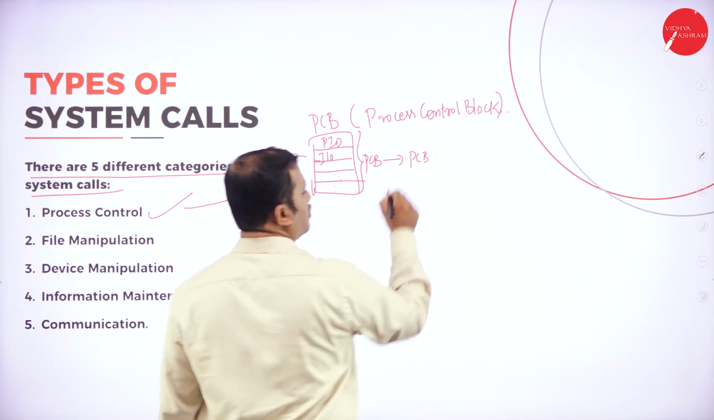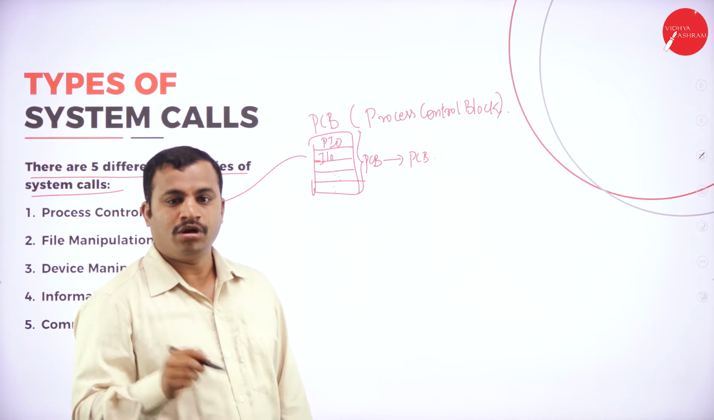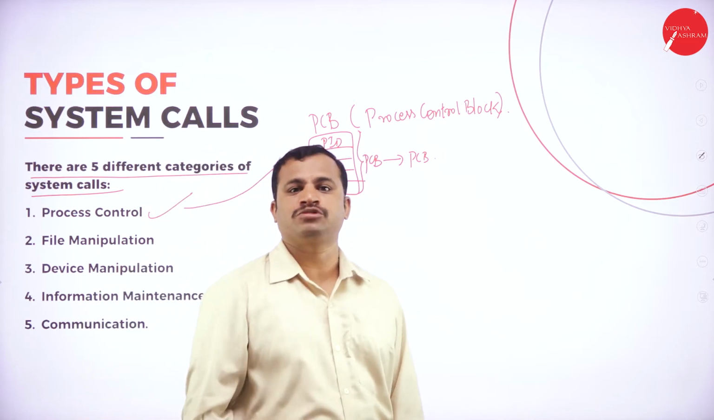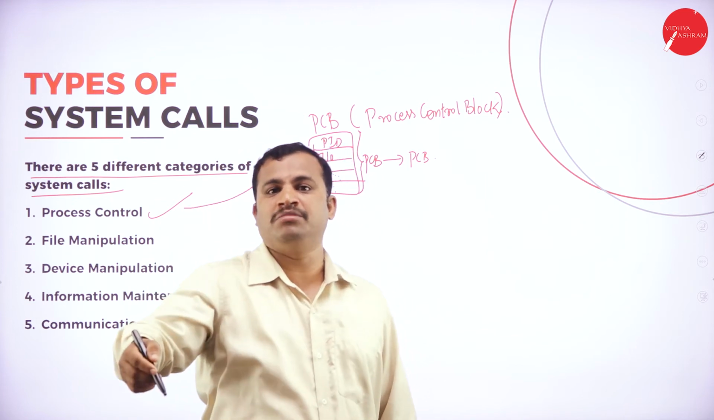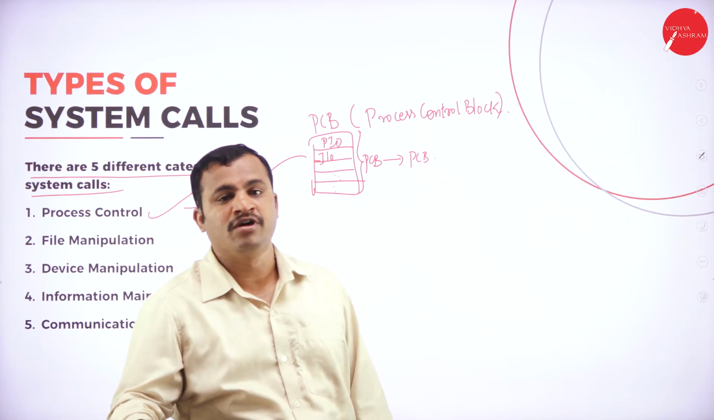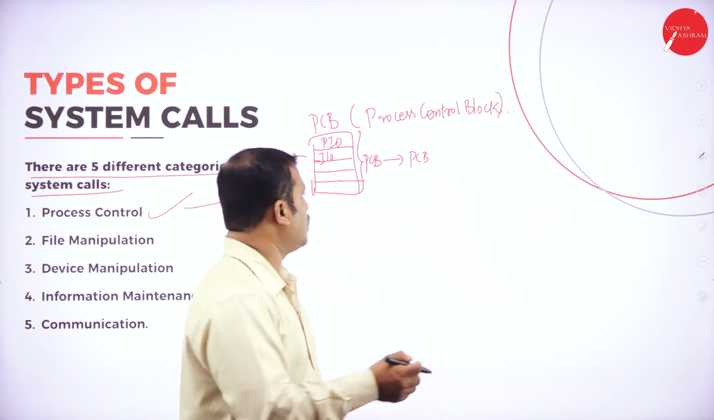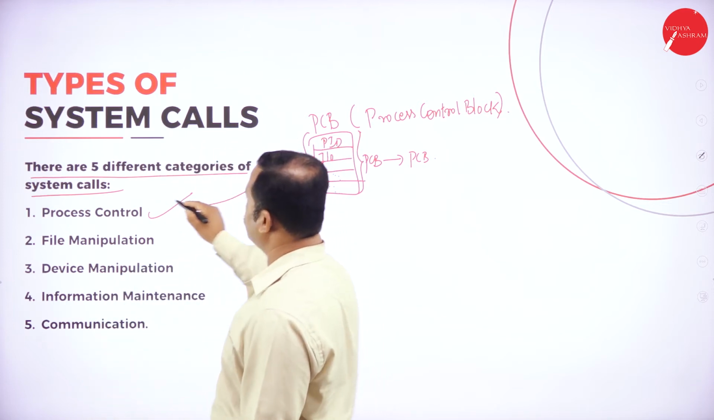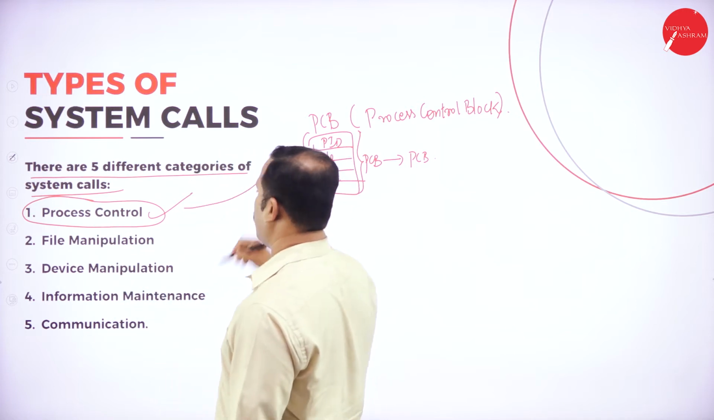That means what is the present state of a process? What is the information which is saved earlier in the process control block? What has to be resumed? What has to be the information given to the process during the time of resumption? All these are certain types of information which are maintained in the process control block. So this process control block is also maintained by the operating system. So this is one of the system calls.